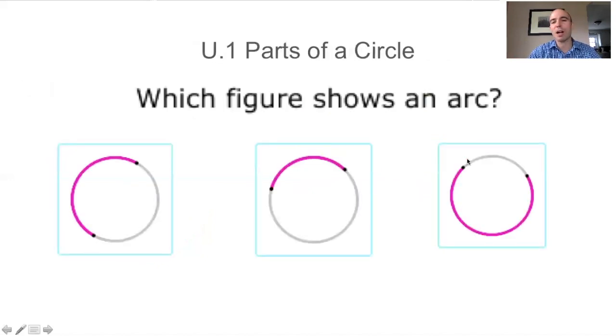Okay, so now the parts of a circle. Which figure shows an arc? Now, this is kind of a trick question, because it's all of them. All of these are arcs, right? On the far left, we have a semicircle. The middle, we have a minor arc. And to the right, we have a major arc. So basically, if it's more than half the circle, it's a major arc. If it's less than half the circle, it's a minor arc. And if it is exactly half the circle, then it is a semicircle.